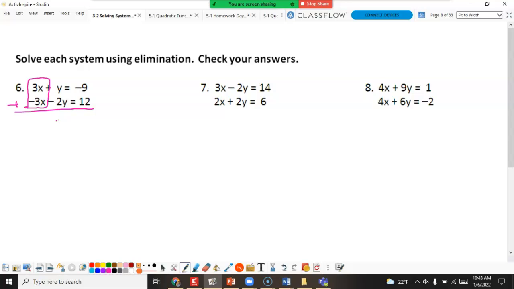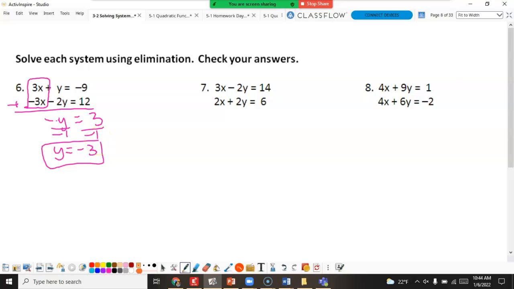and eliminate a variable. So 3x minus 3x is 0. y minus 2y is negative 1y. Negative 9 plus 12 is 3. Can we have negative y equals 3? So what do we do? So y is equal to negative 3, perfect.